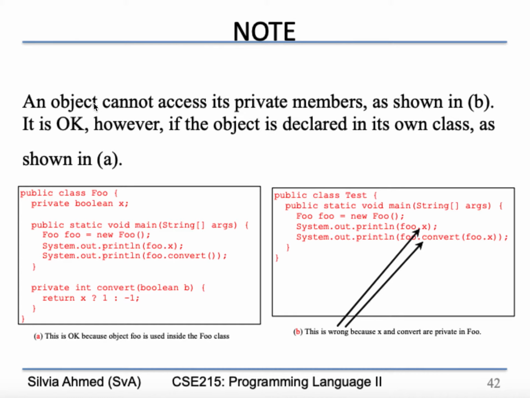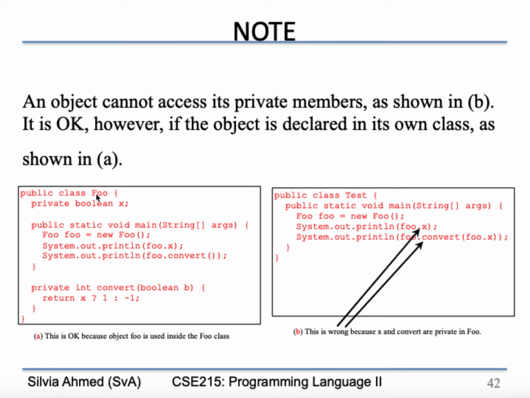So that means an object, even an object of its own type, cannot access its own private members from a different class. In this example, we are creating an object of type Foo, where X and convert are a private data field and a private method of the Foo class. X is a boolean type but private, and convert is a method that returns an integer but is also private.